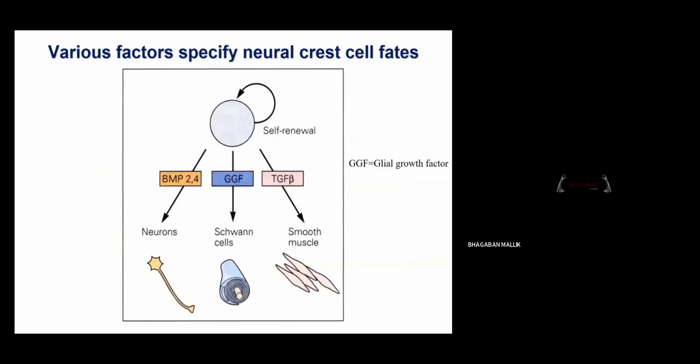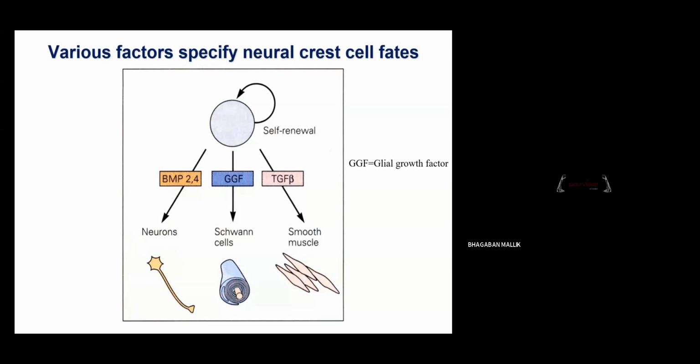So what are the factors, what are the signals actually helping transform cells to different cell fates? What are the local signals? We know that these neural crest cells are multipotent stem cells.